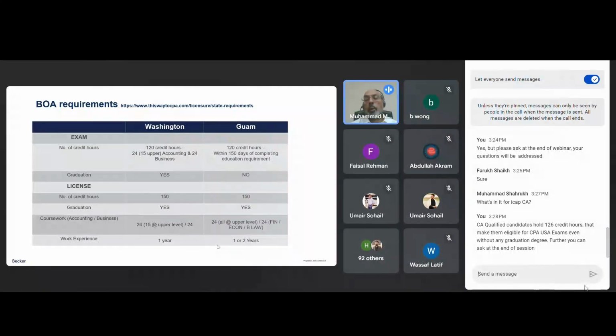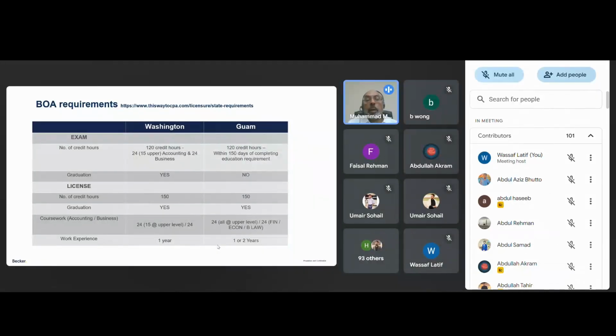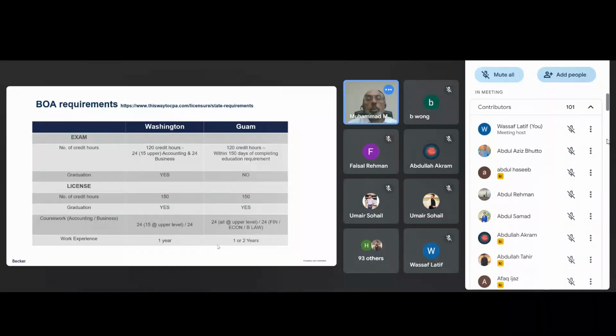Also, work experience is different. Washington needs only 1 year of work experience, and Guam needs 1 or 2 years of work experience, depending on whether you have an accounting concentration or non-accounting concentration. Also, experience varies. Some states say it should be in public accounting practice. Some say it could be in business. Some say it could be in the public sector. Some say it could even be in academia. So this is a variation in the experience requirement as well. The requirement varies from state to state, and we also guide students on that.